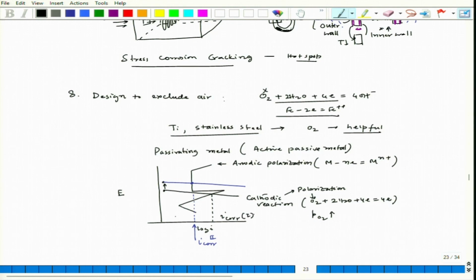This is case 1, this is case 2. Now, you could see that since this is in log scale, once you have oxidant presence or partial pressure of oxygen, if it increases, then the equilibrium potential would go up, because my equilibrium potential can be given as, so this is 4 OH minus.